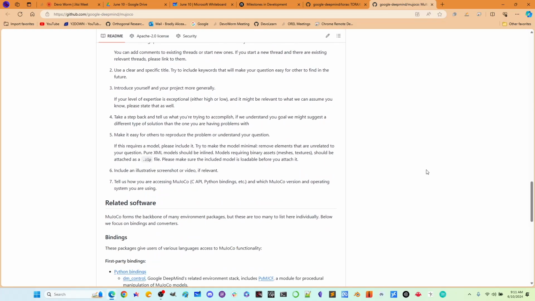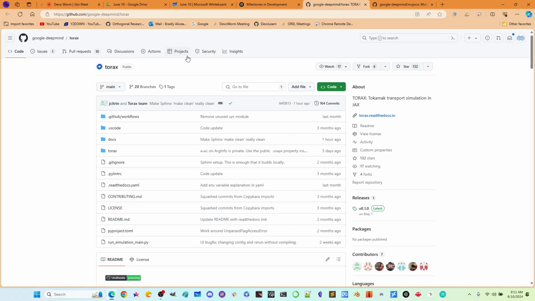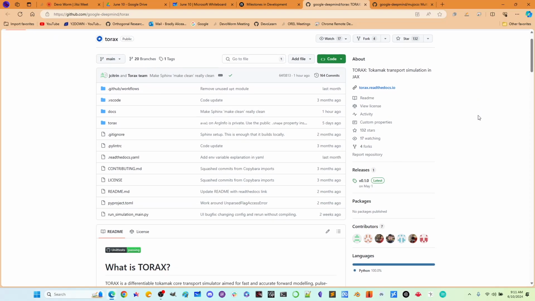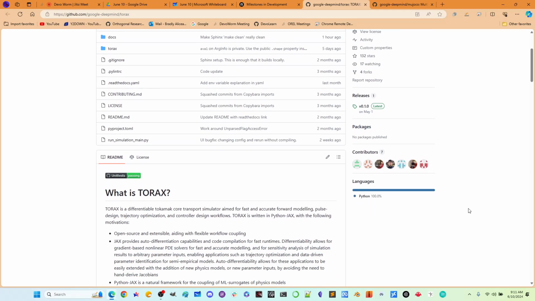So that is MuJoCo. And then there's this other repository called Torax. This is also managed by Google DeepMind. This is tokamak transport simulation in JAX. So they're using JAX, which is a library to make this stuff work. This is version 0.1.0, and I think this is the one that Morgan pointed me to in a different venue.